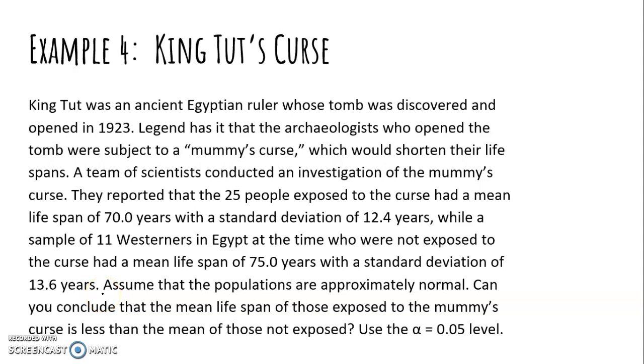Assume that the populations are approximately normal. Can you conclude that the mean lifespan of those exposed to the mummy's curse is less than the mean of those not exposed? Use the significance level equal to 0.05. Alright, so I'm going to let you pause the video here and try to do this whole thing by yourself, and when you come back, I will have the answer.